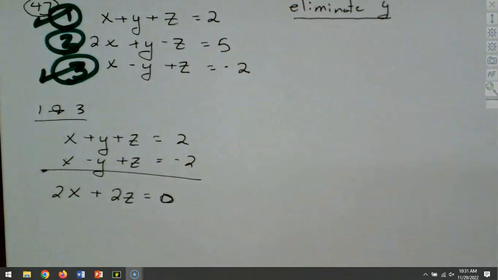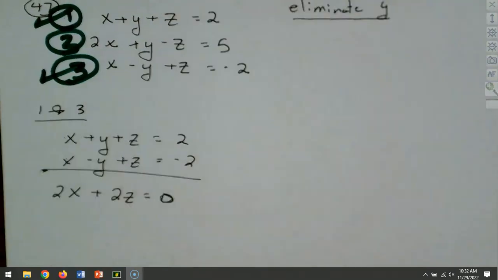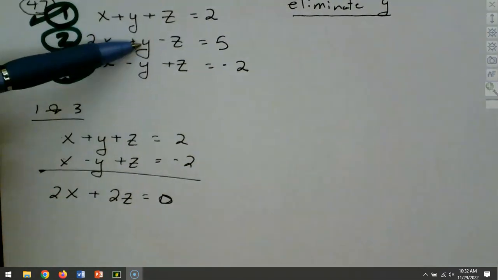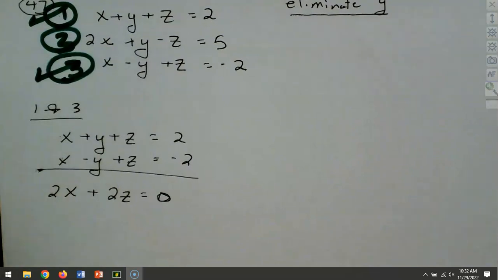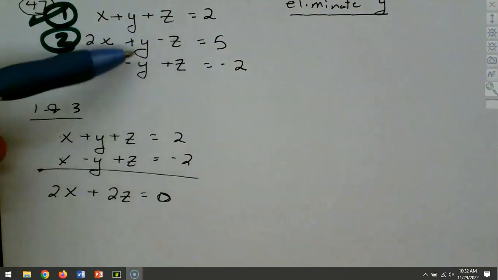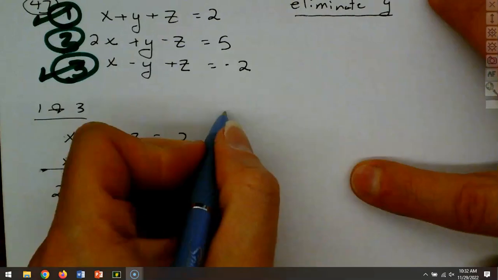Now, we have to use equation 2. We can either use 2 and 3 or 1 and 2. I would say use 2 and 3. Why? Because when I look at 2 and 3, what's going to happen with the y's when I just simply add them together? They're going to go away. So let's do that.